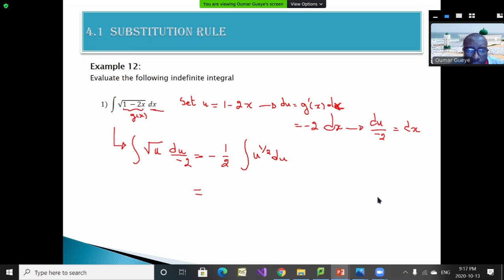Now the integral is negative 1 over 2. Now use what the power rule says. The power rule says it's going to be u to the power 1 over 2 plus 1, and you divide by 1 over 2 plus 1, plus now the constant c.